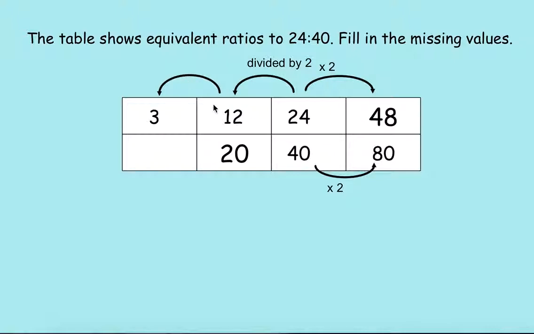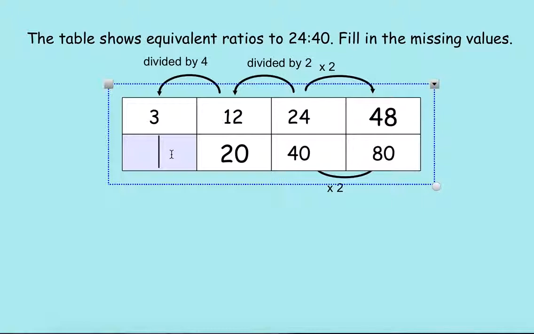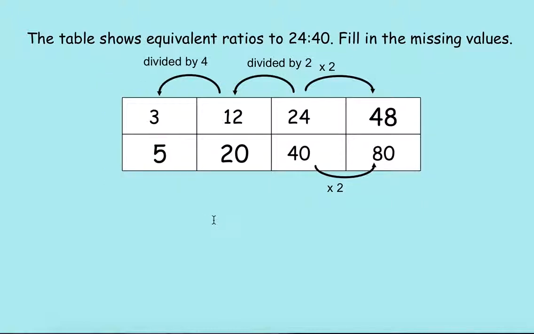On the last one then, 12 to 3. 12 divided by what gives me 3? Well, in this case, by 4. And therefore, 20 divided by 4 would give me my final answer of 5. And here we have equivalent ratios all the way through because they're being multiplied or divided. Let's take a look at the last example.